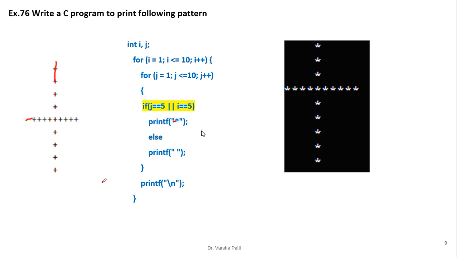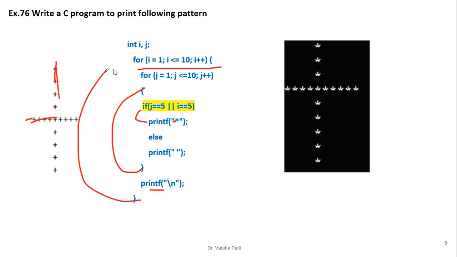Now how many rows are there? 10 rows are there. For i equal to 1, i less than or equal to 10, i plus plus. And for j equal to 1, j less than or equal to 10, j plus plus. Now here when i is equal to 5 or j equal to 5, I want to print star, otherwise I want to print space. This is simple, and only one statement is there, so there is no need of opening and closing braces for the if. This is the end of the inner for loop for j. After that, slash n for the new line, and after that the outer for loop.